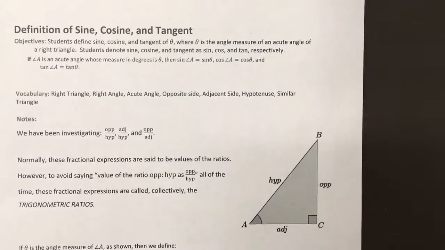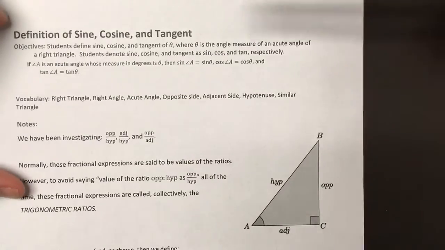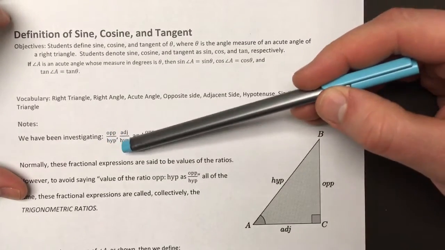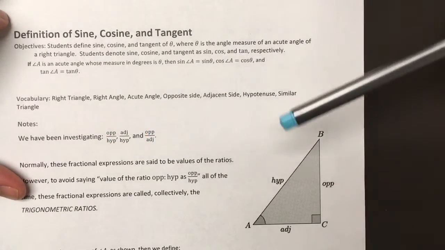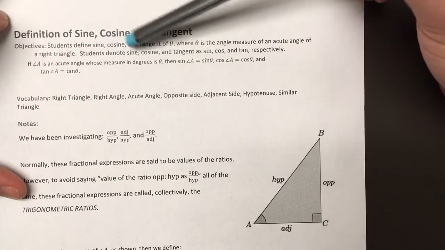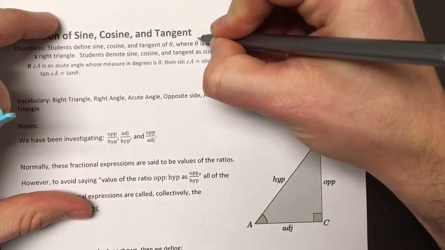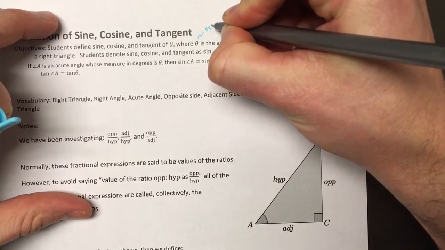Hello. Today we're going to start talking about trigonometry and the basics of trigonometry. Initially we're going to look at our right triangle and start connecting it to the ratios that we have looked at within our class, such as opposite over hypotenuse, adjacent over hypotenuse, and opposite over adjacent. So our objectives for today: students define sine, cosine, tangent of theta. Theta really is just a symbol representing an angle.